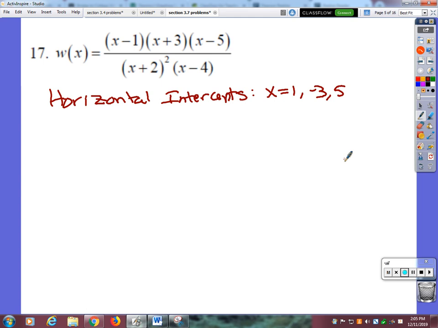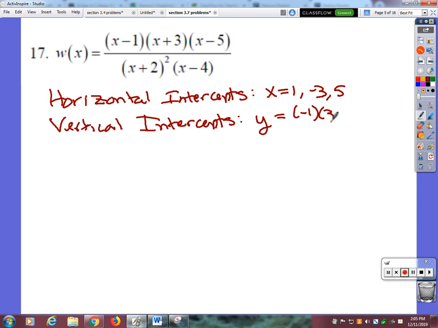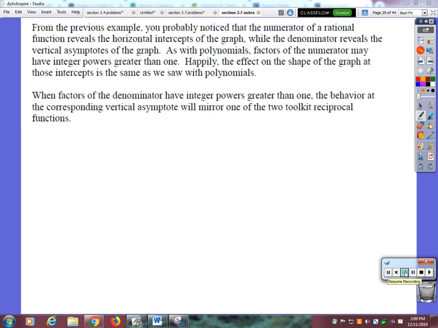Okay, are you ready for the vertical intercepts now? Okay. So for the vertical intercepts, you plug in 0. So that's going to be -1 times 3 times -5 divided by 4 times -4, which is 15 divided by -16.